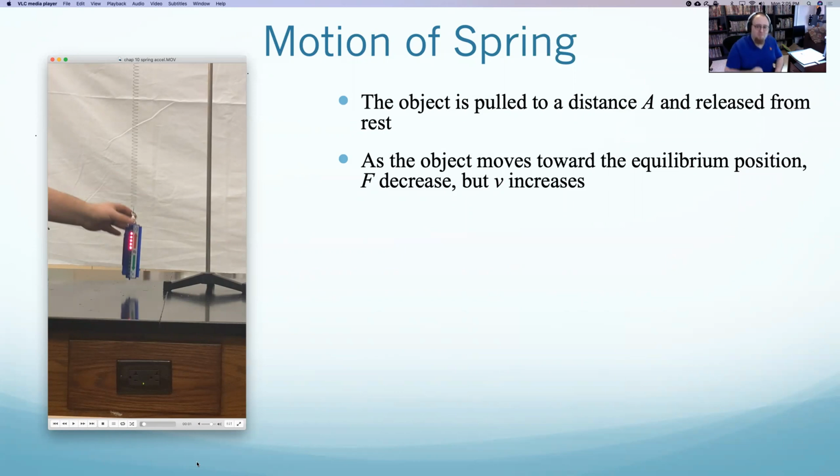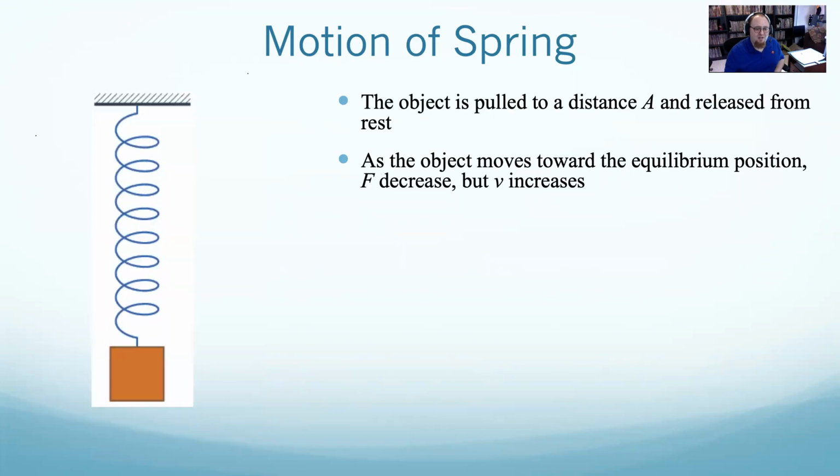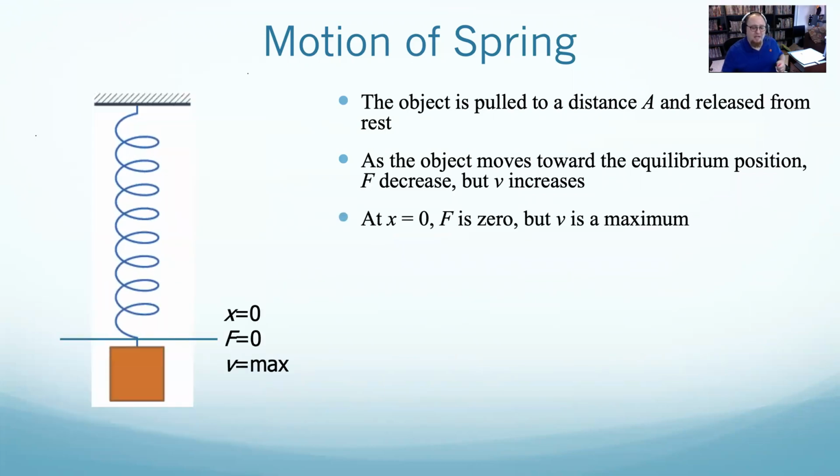What happens is, once I let go, I pulled it down a distance A, so there's a force upwards. It's going to accelerate upwards. I pulled it down and had it at rest, and when it accelerates upwards, V will get bigger and bigger as it goes up. On its way up, it'll accelerate until it hits the equilibrium.